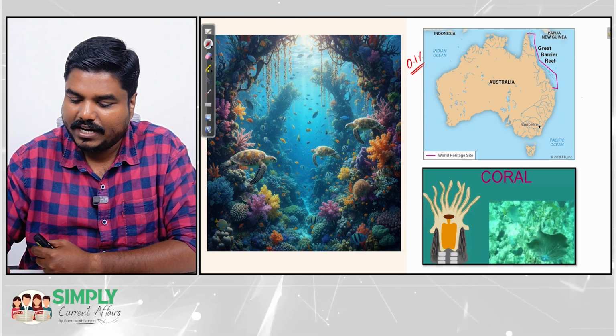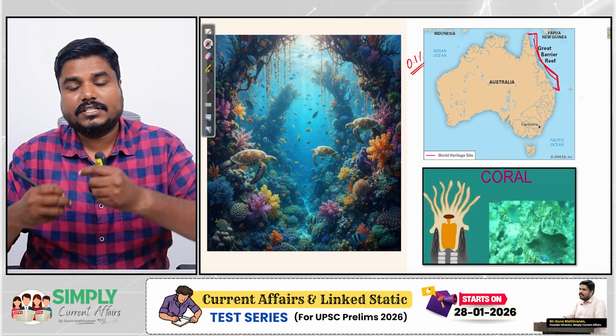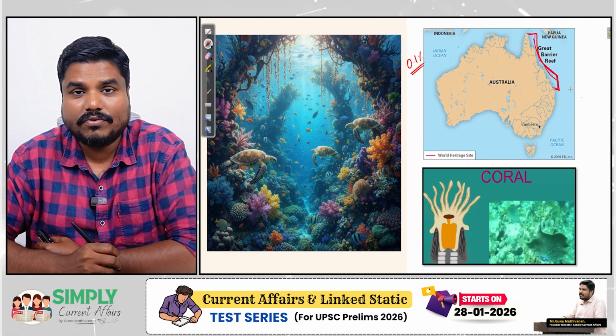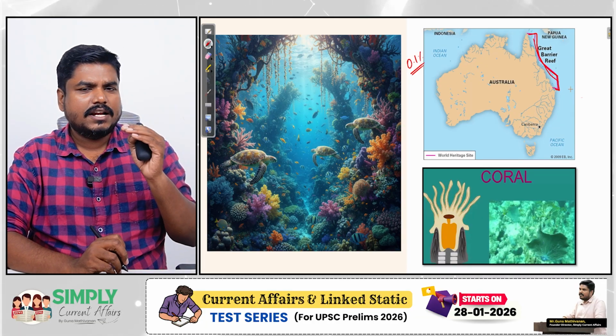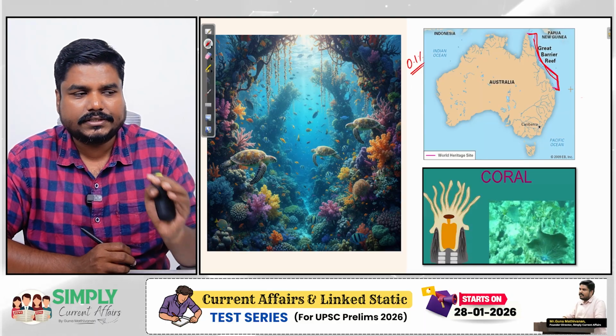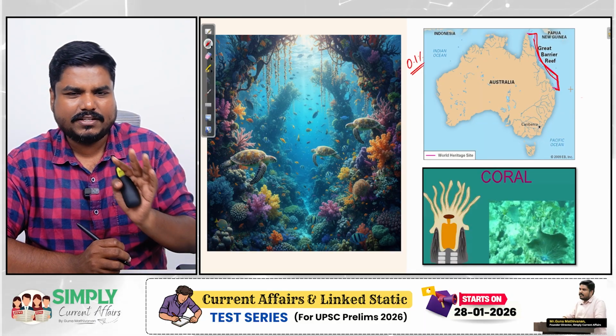The Australian Great Barrier Reef, as I said, is in this region and stretches close to 2,400 kilometers. These corals are generally found in tropical waters, that is 30 degrees north to 30 degrees south, above and below the equator, generally.